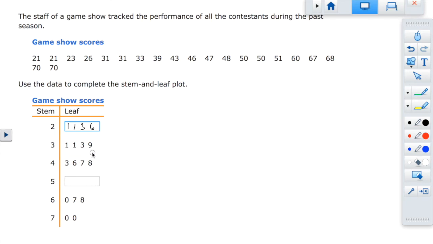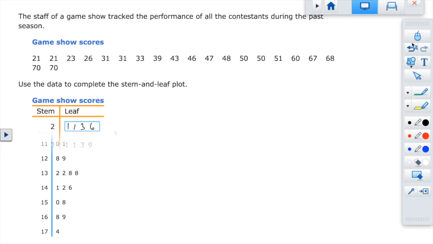Now the 30s are done, the 40s are done. Let's go to the 50s. So we have a 0 for 50. We have another 50, so I'm going to write another 0. And we have a 51, so I'm going to put a 1 as my third leaf there. And again, keep them lined up. As you type them in, hit a space in between each number.